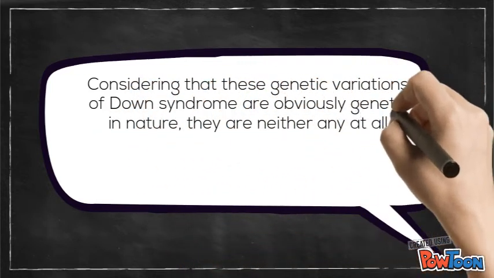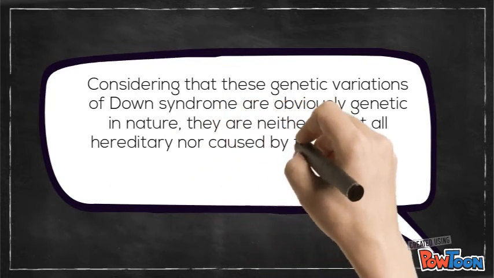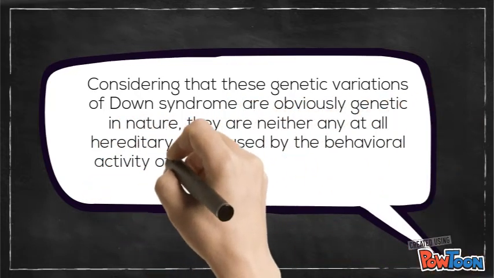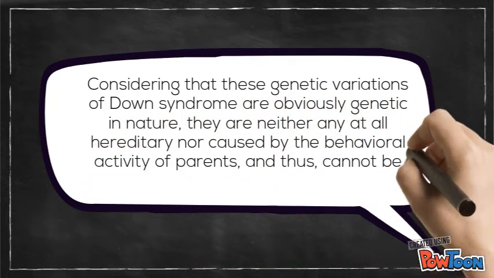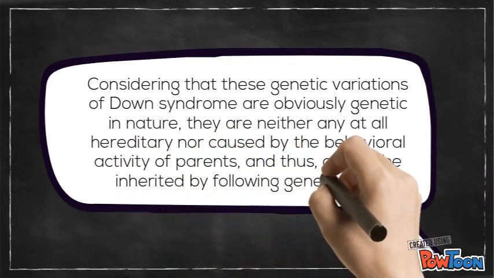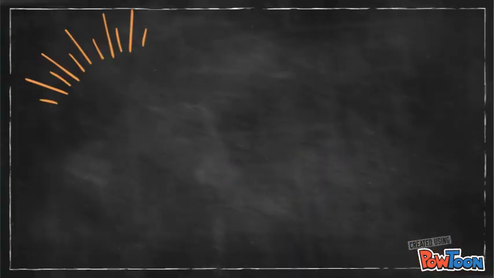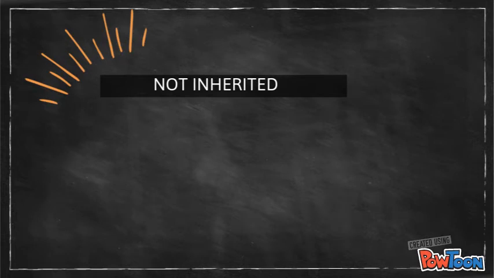Considering that these genetic variations of Down syndrome are obviously genetic in nature, they are neither hereditary nor caused by the behavioral activity of parents, and thus cannot be inherited by the following generations. Most cases of Down syndrome are not inherited.